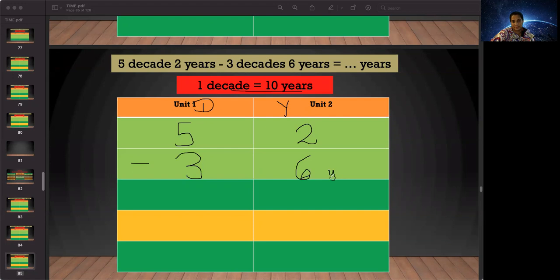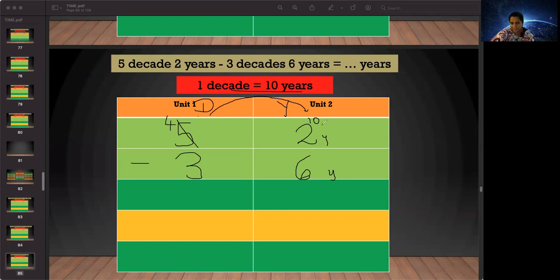Now you can say this now. 2 years can't take away 6 years. So you have got to exchange. You have got to take 1 decade out. So from 5 decades, it will become 4 decades. But when a decade becomes a year, you would get 10 years.